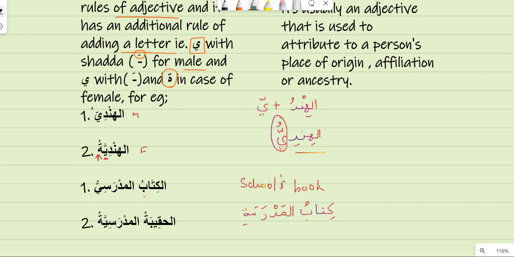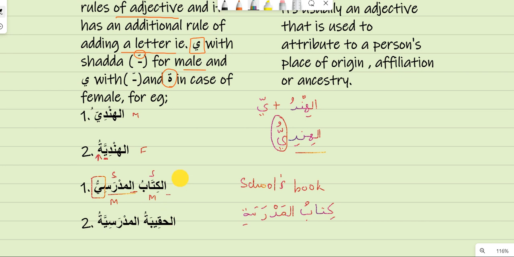So, al-kitabu al-madrasi. Knowing that this is male, I will make it as it is, as this nisbah follows the rules of adjective, you cannot make it into idafa. So, al and al. It's male, this is also male. This is singular, this is also singular. The only difference is the ya with shadda. So this is how the nisbah works.